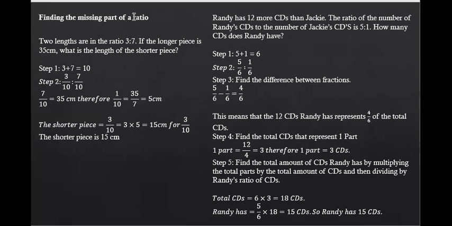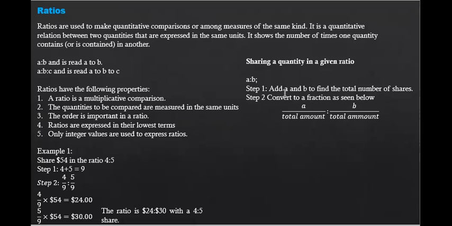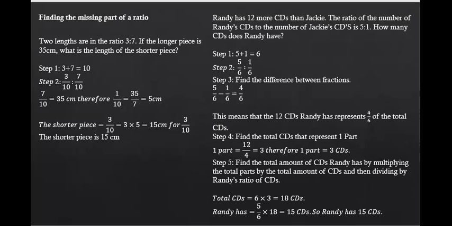When you want to find the missing part of a ratio: two lengths are in the ratio 3 to 7. If the longer piece is 35 centimeters, what is the length of the shorter piece? So we're going to do step 1 that we did before, which is we're going to add A and B to find the total number of shares. So here the total number will be 3 plus 7, which is 10.